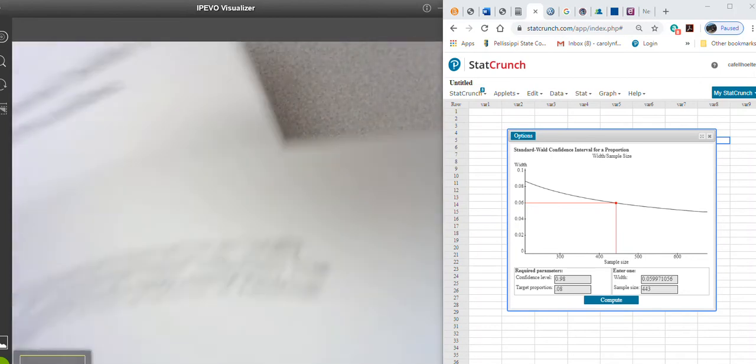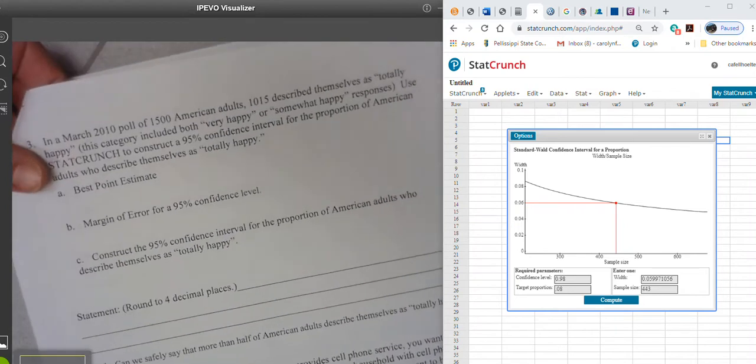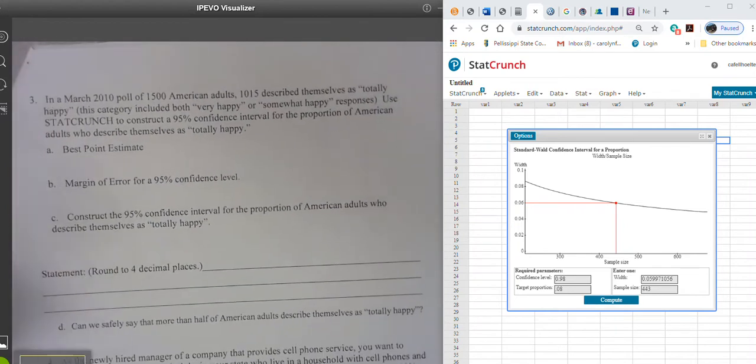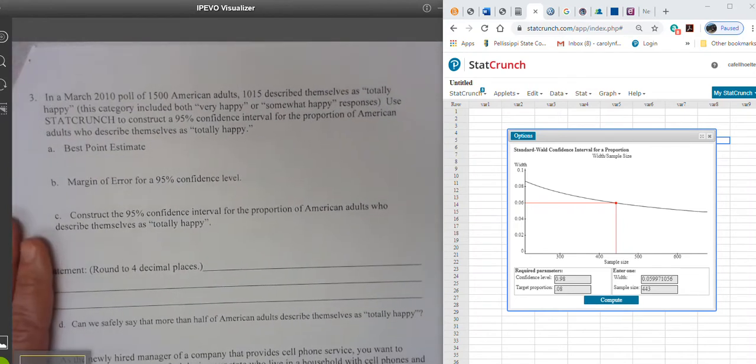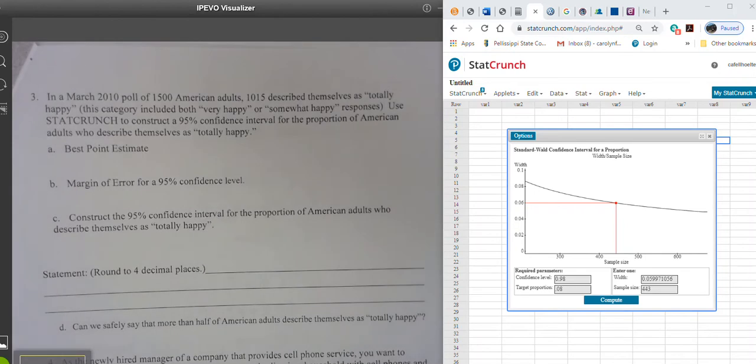And the next question says, in a March 2010 poll of 1,500 American adults, 1,015 described themselves as totally happy. This category included both very happy or somewhat happy responses. Use StatCrunch to construct a 95% confidence interval for the proportion of American adults who describe themselves as totally happy.